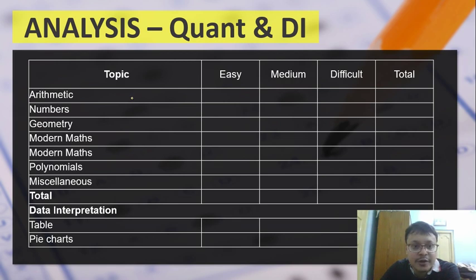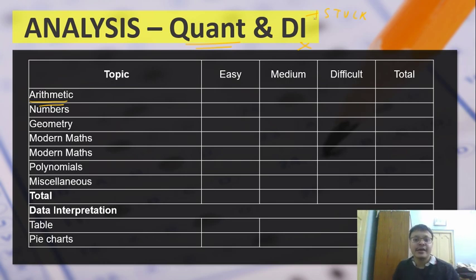Next, talking about the Quants and DI. Arithmetic, just like in every other exam, still remains the most important part of the Quants and DI section. Again, this is something where you attempt more of the quants and less of the DI. The reason is very simple, because you'll not get stuck in quants, whereas in DI there's always the possibility of you getting stuck, especially if it is a little bit complicated set.